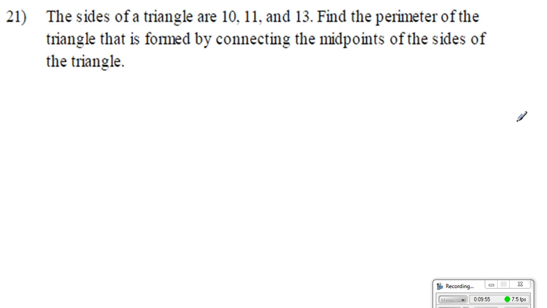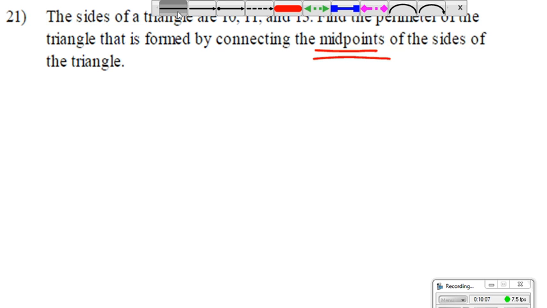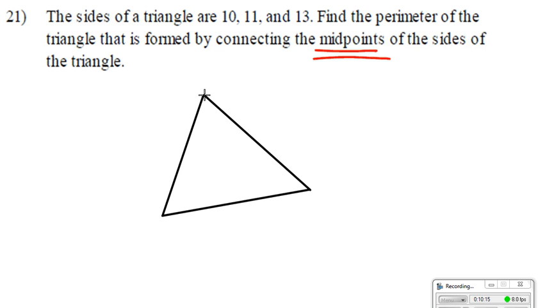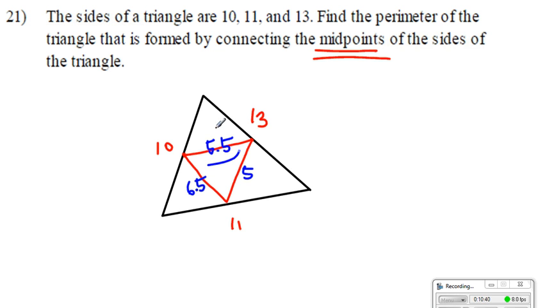Number 21. Sides of a triangle are 10, 11, 13. Find the perimeter of the triangle that's connecting the midpoints. Now, in that case, let's say this is 10, and then 11, 13 in that way. But if you connect the midpoints, what's going to happen is this. This side will become 5, half of that. Here it becomes 6.5. Here it becomes 5.5. So when you add up all 3 line segments, because midsegments are half of their opposite sides, we'll end up getting 17 as our new perimeter.